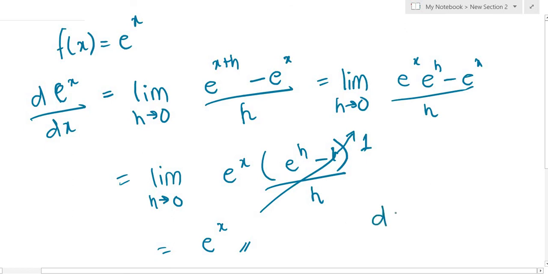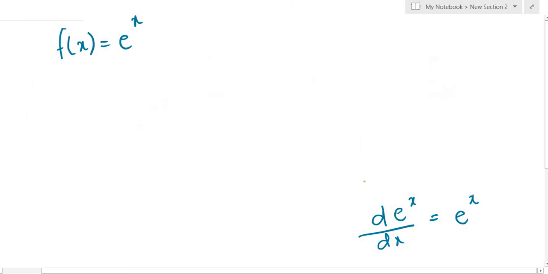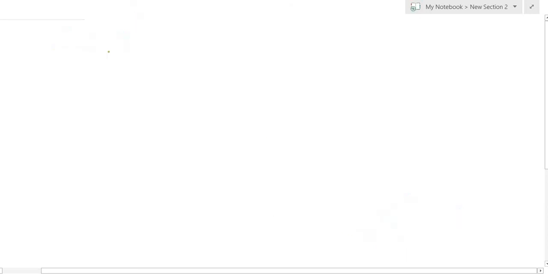It's actually a fascinating result. The derivative of e raised to x with respect to x is e raised to x. And it's the only function whose derivative is itself. This result is important if you're going into differential equations and integration stuff. Very useful.